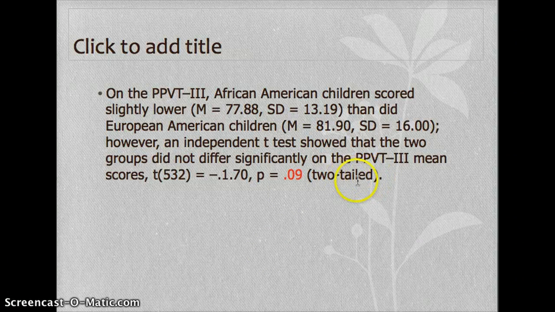A 2-tailed analysis means that the hypothesis was non-directional. So we just know that it didn't state which way it would go, which group would do better.